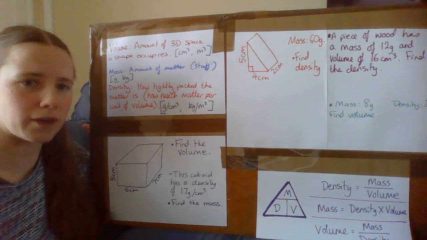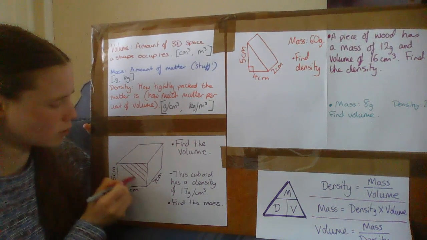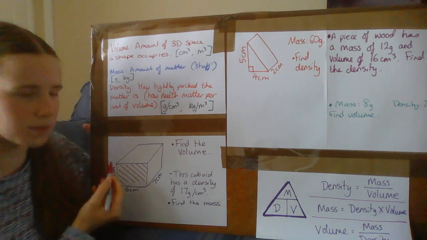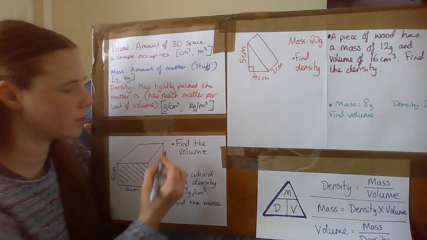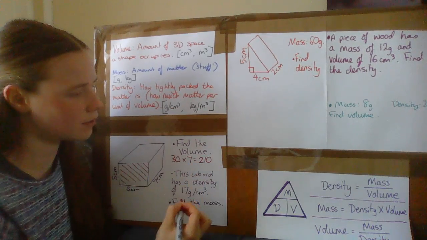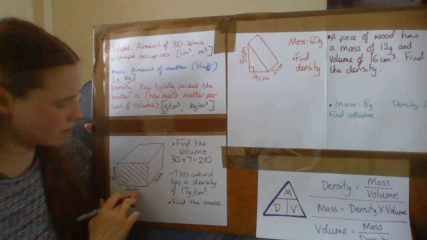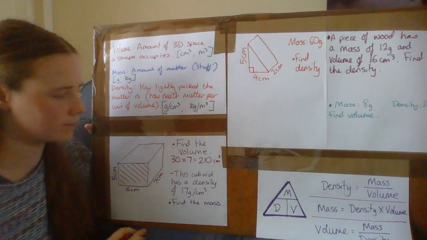To find the volume of a cuboid, because it's a type of prism, I'm going to find the area of this cross section at the front, which is 5 times 6, or 30, and I'm then going to times it by the depth, which is 7. So 30 times 7 gets me 210, and that's the volume. My lengths are in centimeters, so my units are going to be centimeters cubed.